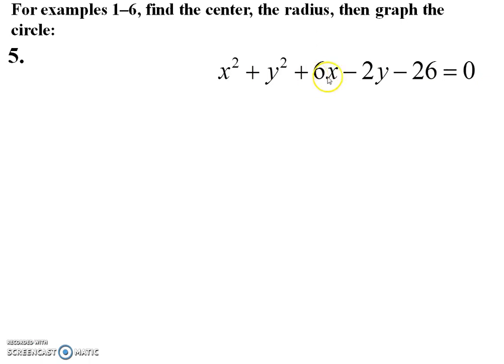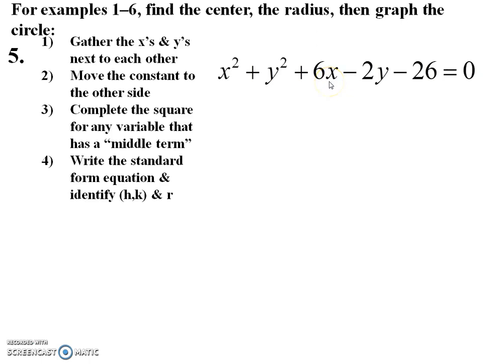We notice that we have a middle term. There's an x term, not only an x squared, but an x term, and also a middle or y term for the y squared. So we're going to have to complete the square on both x and y. In order to set that up, and these are some of the notes that you can put on your side margin, you can gather the x's together, gather the y's next to each other, and move the constant to the other side of the equation. You're going to complete the square anytime you have a middle term, and in this case we have to do it twice. Sometimes we won't have to for one of them, or maybe for both of them. And we would have to write the standard form and then identify h, k, and r.